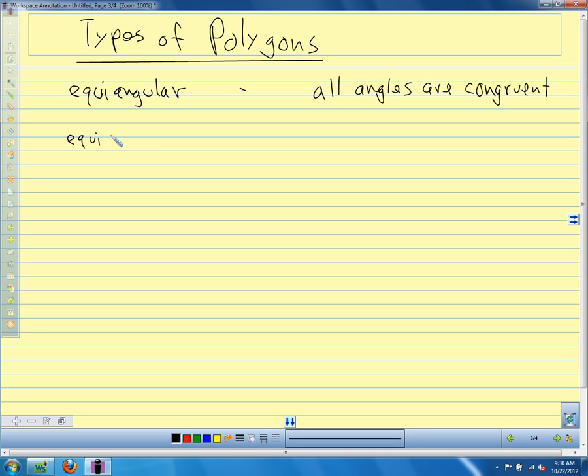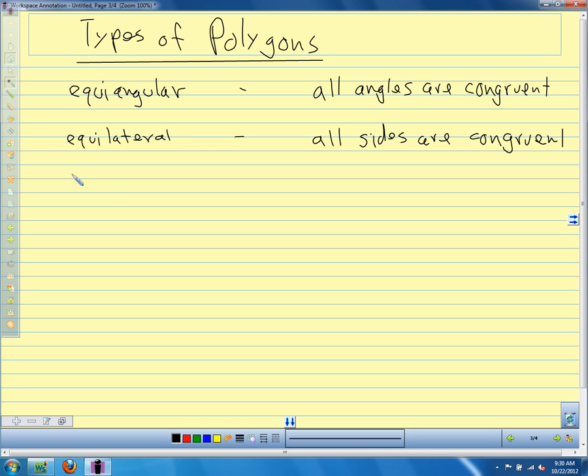Equilateral. All the sides. We said lateral means side, so all the sides are congruent. All the sides are the same. There's such a thing as an equilateral triangle, and it is also equiangular. So all the angles in an equilateral triangle are 60 degrees. So it's equilateral and equiangular.